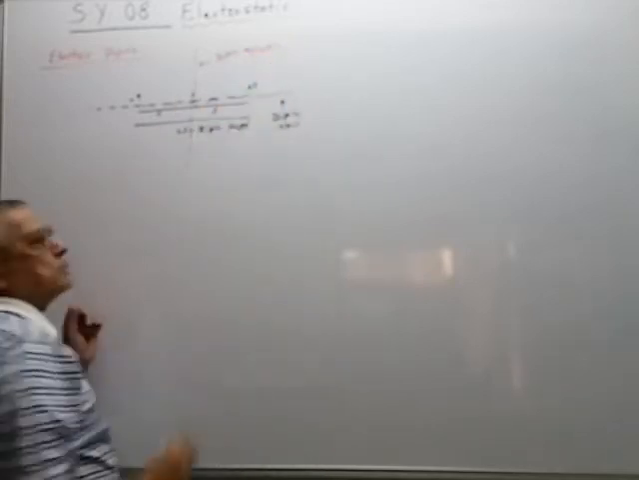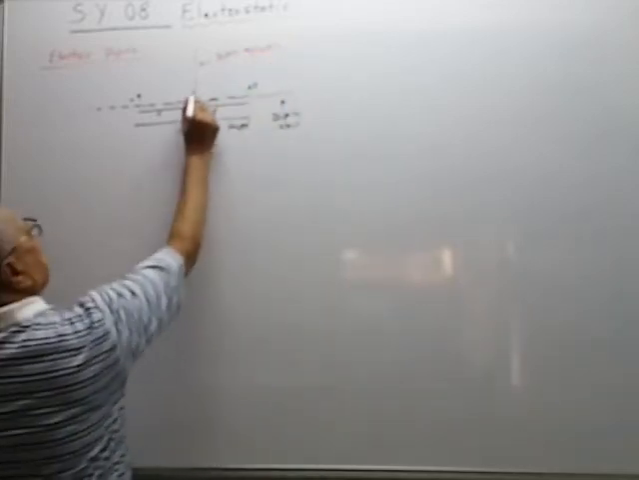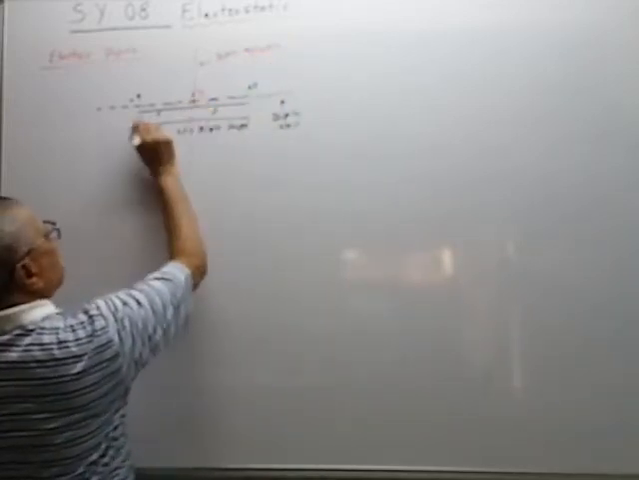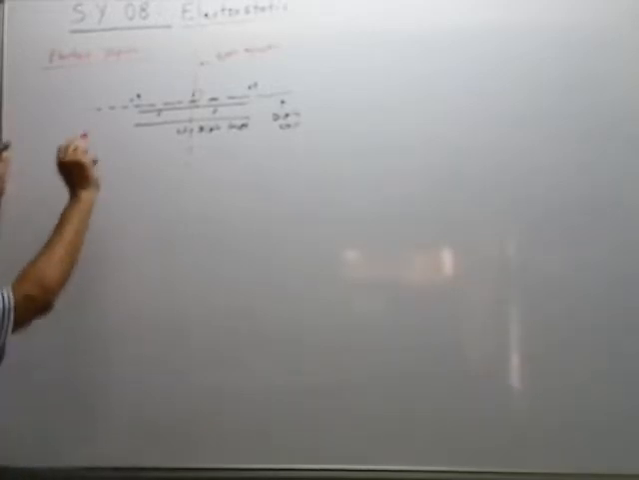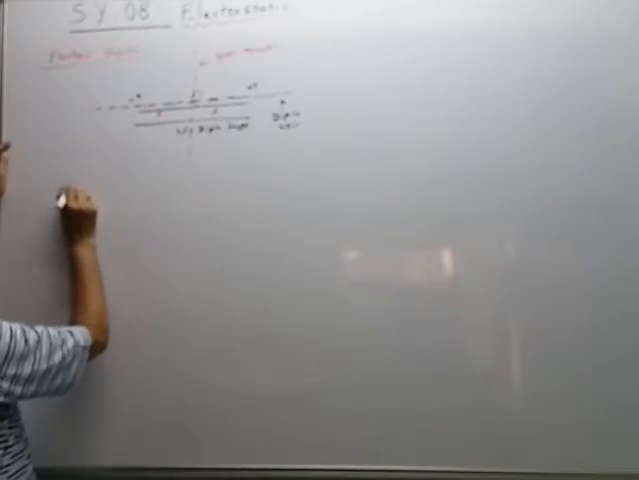Dipole equator, or it is a perpendicular bisector, because this angle is 90 degrees. So it is a line perpendicular to the dipole axis and it bisects the axis, this dipole. Therefore, it is called as a dipole equator or perpendicular bisector. Now, this dipole has a dipole moment.